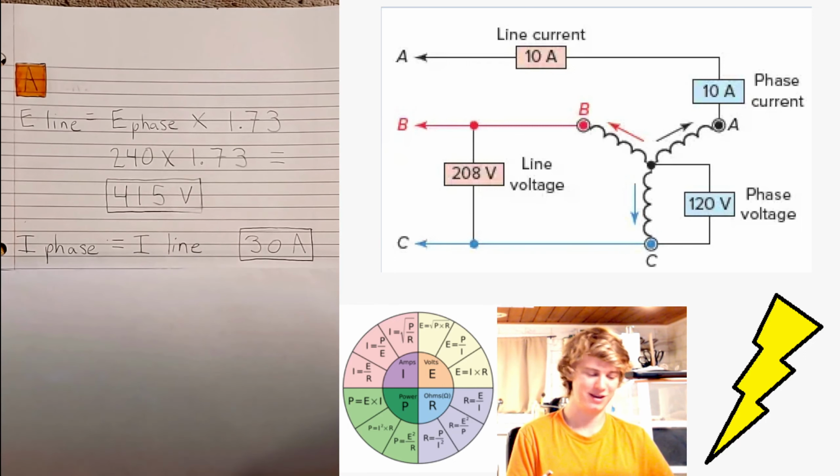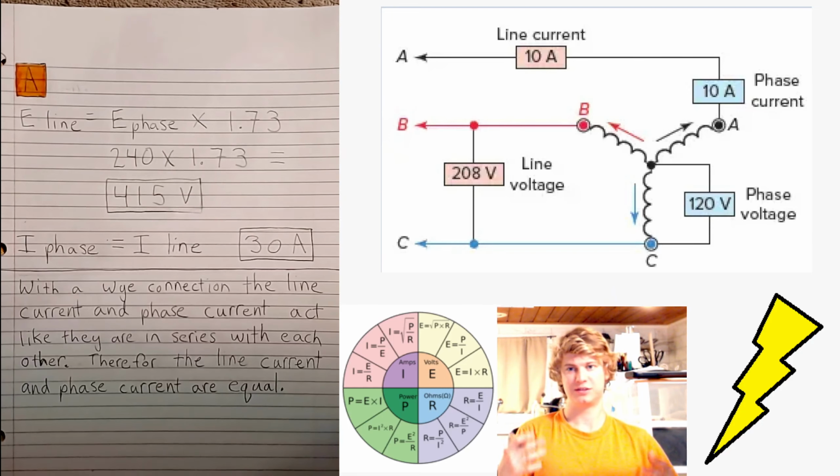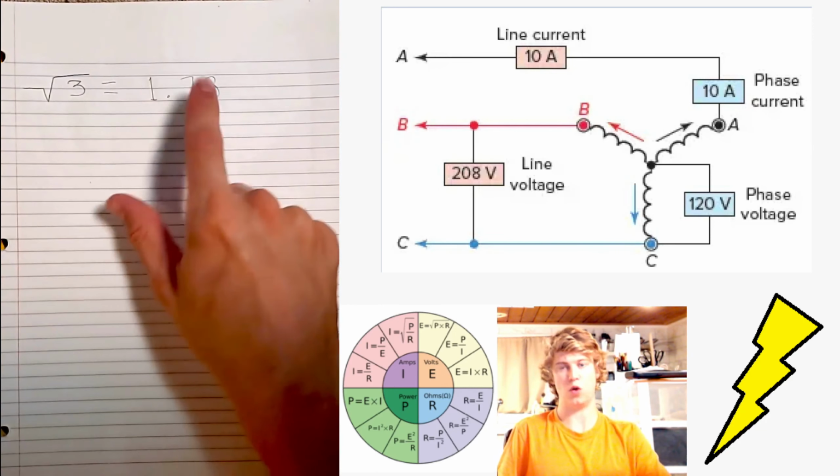Whether we had the line current or the phase current already measured, and it asked for either of them, since they're the same thing, we would already know the answer. So with a Y connection, the line current and the phase current act like they are in series with each other. Therefore, the line current and the phase current are equal. On the other hand, phase voltage is less than line voltage by the square root of 3, which if you calculate that, it's 1.7320508 and so on, rounded to 1.73. So 1.73 is the number. The square root of 3 is 1.73.